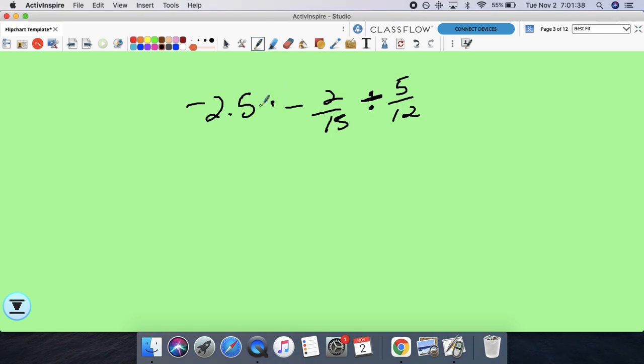So it's negative 2.5 times negative 2 over 15 divided by 5 over 12. So order of operations, we have to take care of these two first. Because this is a decimal and this is a fraction, I'm going to change this to a fraction. Probably make my life easier. That's a negative, by the way. And if you wanted to, you can even take that division and change it to multiplication and use 12 over 5.